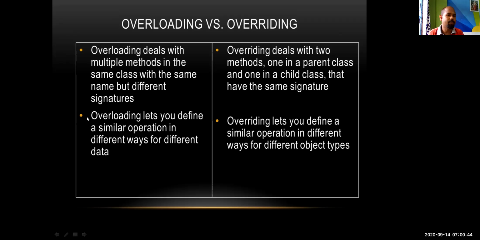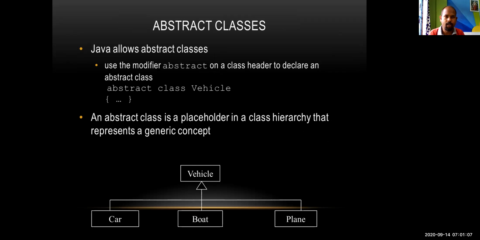Coming to the second point, overloading lets you define a similar operation in different ways for different data. On the other hand, overriding lets you define a similar operation in different ways for different object types. So that is a clear comparison between overloading and overriding. Now we are coming to the next topic.